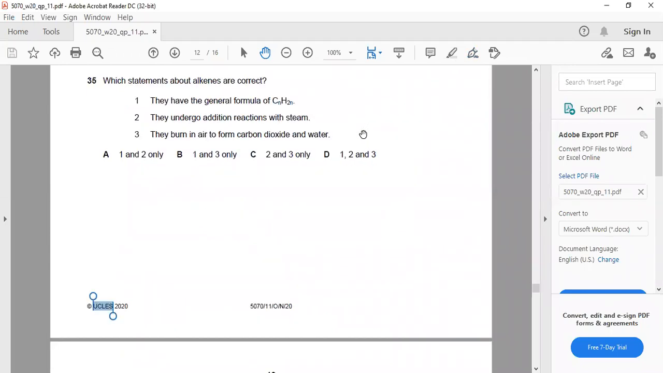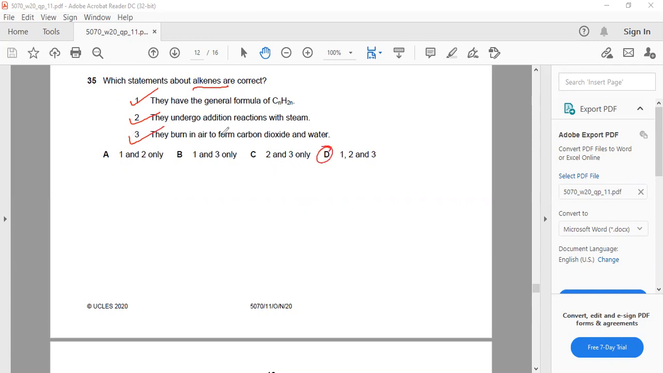35. Which statement about alkenes are correct? CnH2n is correct. Undergo addition reaction, yes. They burn in air, yes. All hydrocarbons burn in air to form carbon dioxide and water. 1, 2, 3 correct. D is the answer.